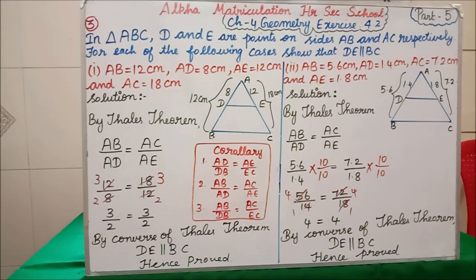In the 14 table, 14 is 1 time, 56 is 4 times. Similarly in the 18 table, 18 is 1 time, 72 is 4 times. So here also 4, here also 4 we are getting. Both the sides are equal. So by converse of Thales theorem, we can say that DE is parallel to BC. In converse of Thales theorem, what have we seen? If the corresponding sides divide in the same ratio, then obviously DE is parallel to BC, isn't it? So by converse of Thales theorem, DE is parallel to BC, hence proved.